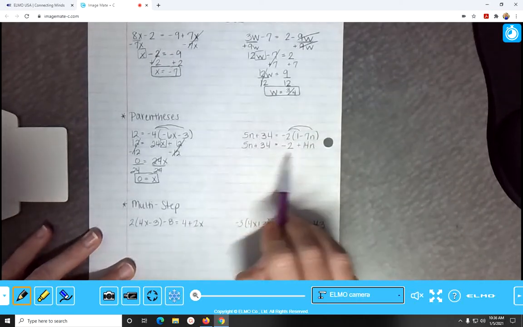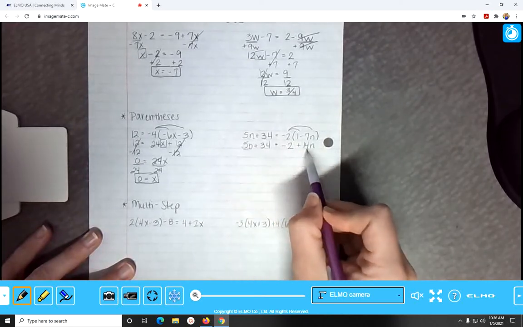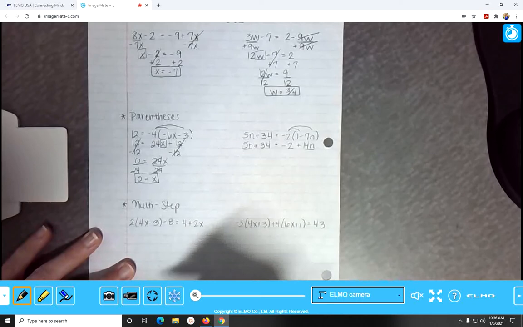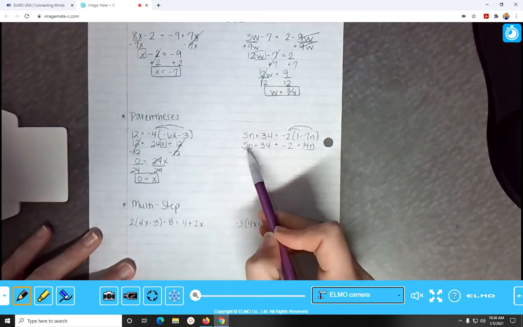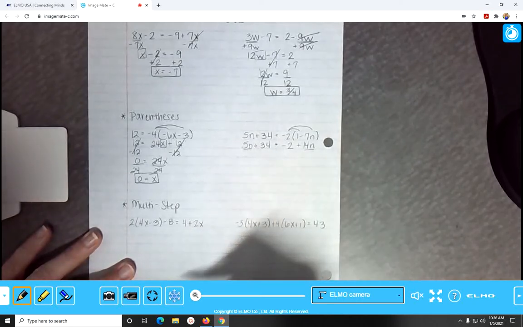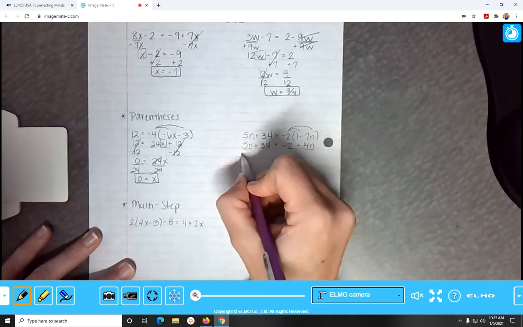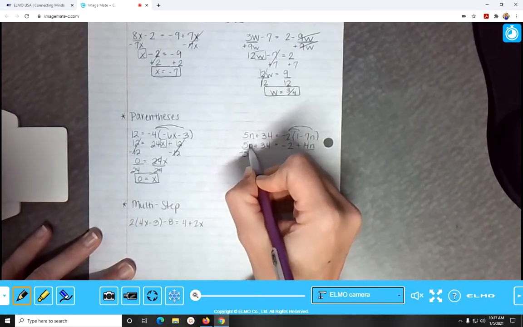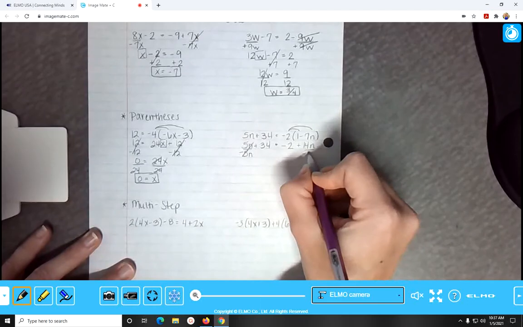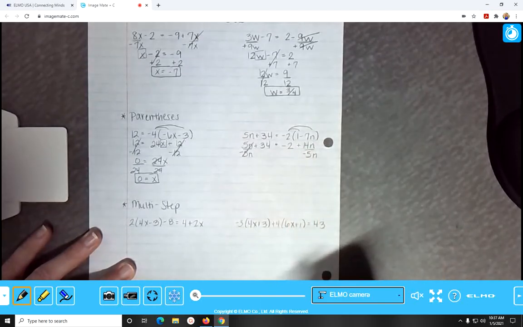Okay, now this problem looks very similar to these up here. I have a variable on each side of the problem. Remember, we want to get rid of one of those. So choose which one you want to do an inverse operation for, and it doesn't matter. You should get the same answer either way. I'm going to take this positive 5n and subtract it to get rid of it here, which means I also have to subtract it here.